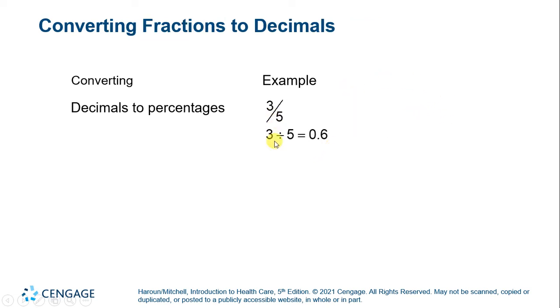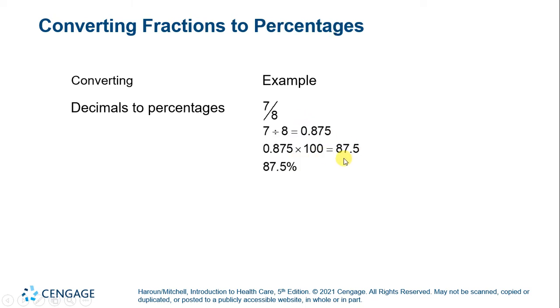Fractions to decimals is really easy. You just divide and then you get the decimal. The leading 0 is in there to draw your attention to the decimal so you don't make an error. Converting fractions to percentages, let's look at that. You end up with a decimal first, and to go from decimal to percentage, remember you multiply by 100.